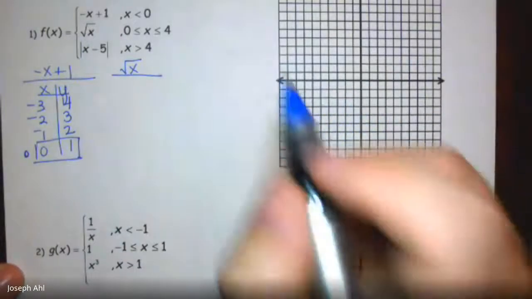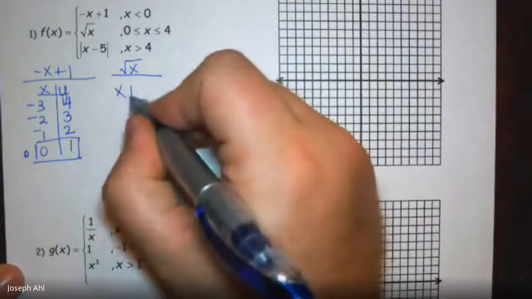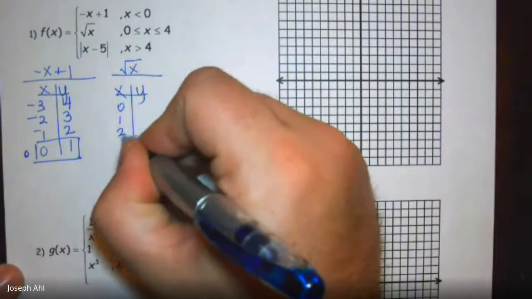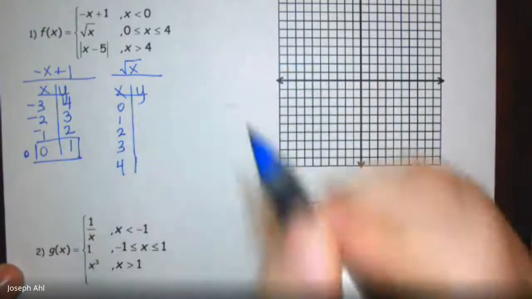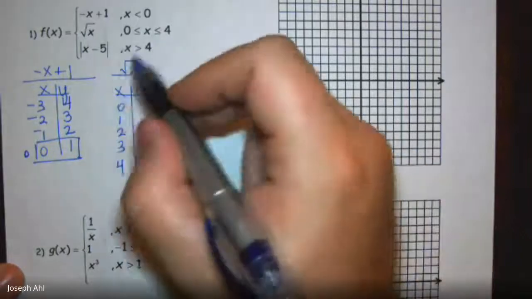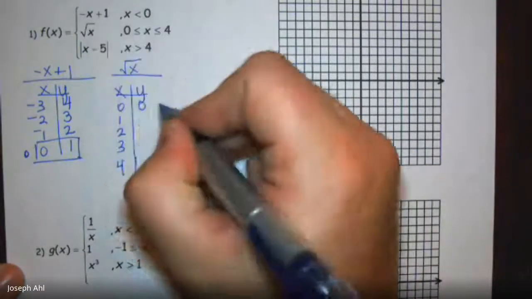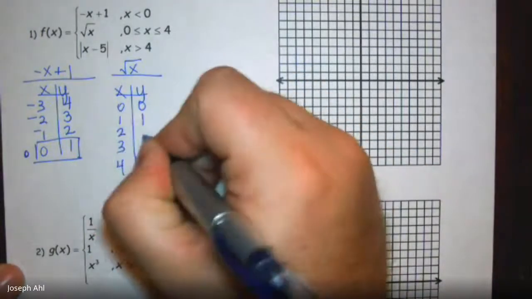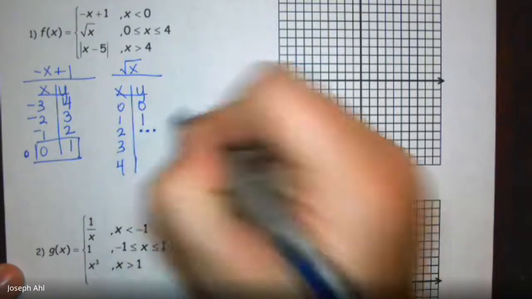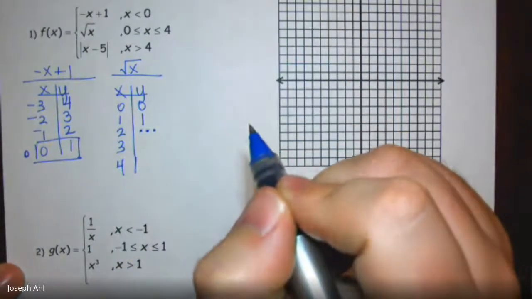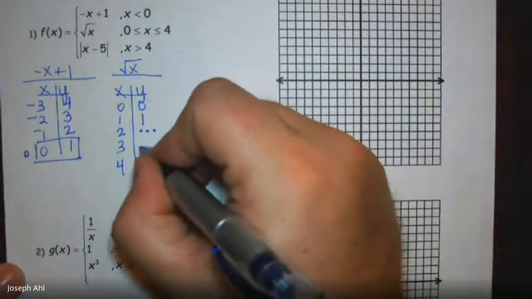Okay, in the middle, we've got this radical x function from 0 to 4. I'd probably make a quick table that includes each of those values. So when I plug in 0 for x, the square root of 0 is 0, square root of 1 is 1, square root of 2, the decimal value is about 1.4, but I don't think we have to worry about that.